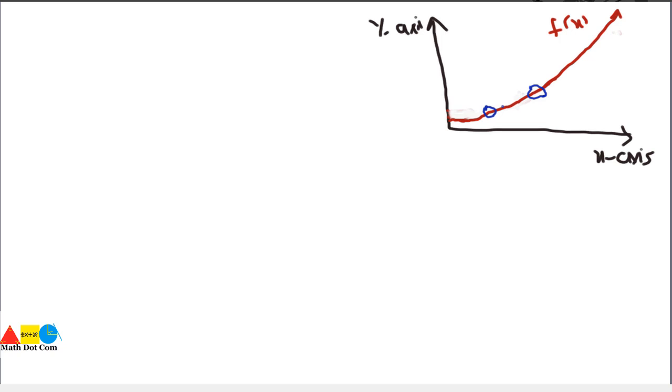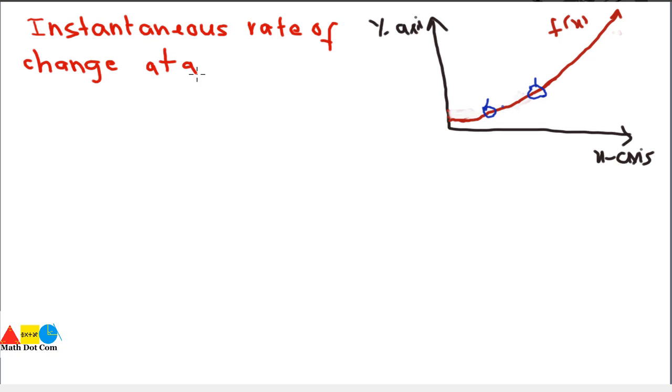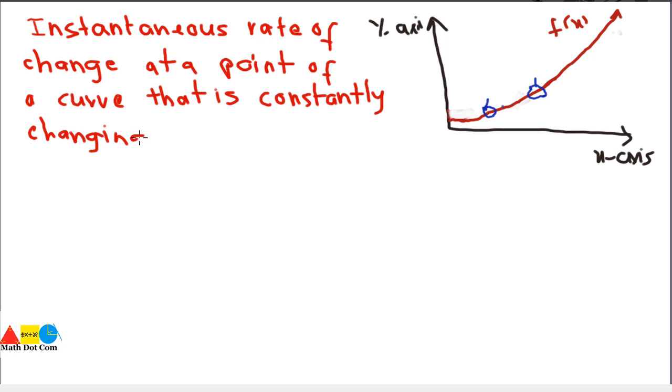Like if we take these 2 points or another 2 points or any 2 points on the curve, then it will not be the case that you will get the same slope. So in such a case, what do we need? We will need an instantaneous rate of change at a point of a curve that is constantly changing. So if we find the instantaneous rate of change, then after that you will be able to find the slope at any point of the curve.